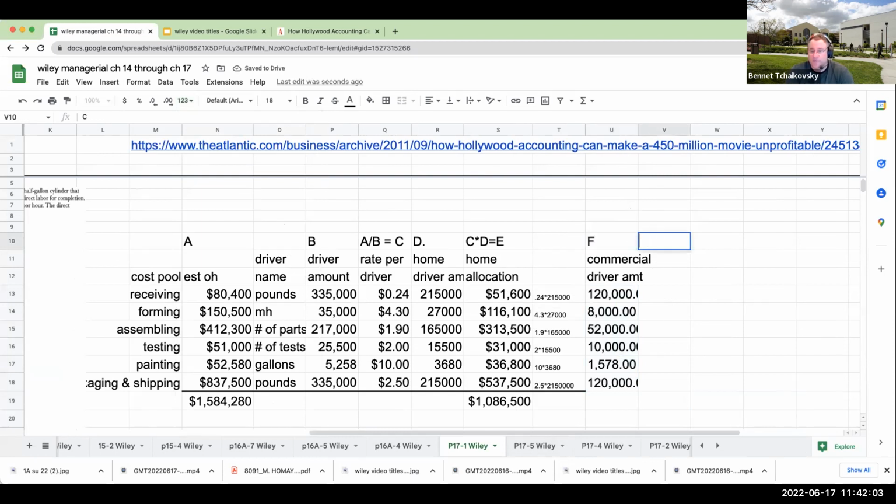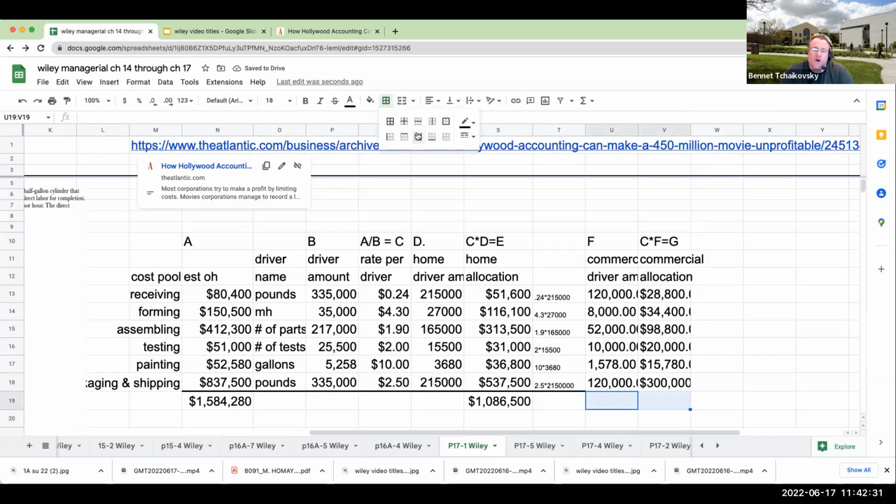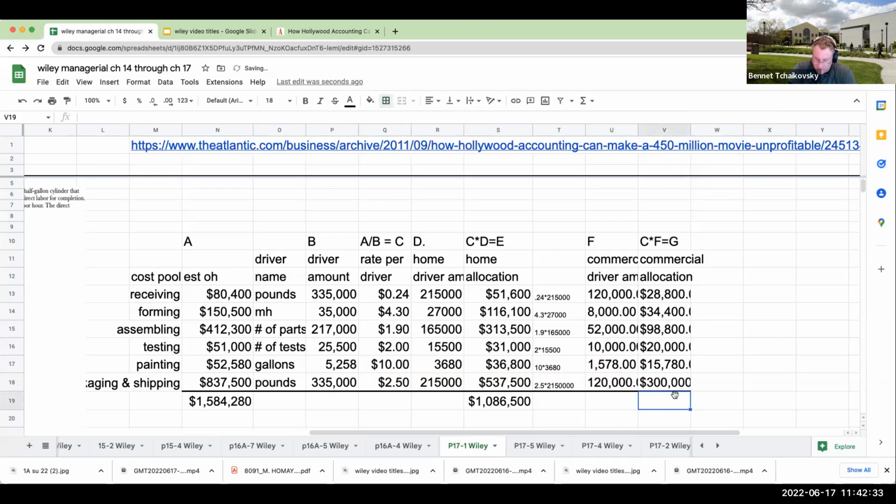C times F, excuse me, my rate per driver times F is going to be equal to my commercial allocation. Okay, so over here, this is going to be 24 cents times 120, $4.30 times 8, $1.90 times 52, $2 times 10, $10 times 1578, $2.50 times 120. So once I've gone through and I've allocated this out over here, I get 497,780, which is what we said it should be in the first place, right?